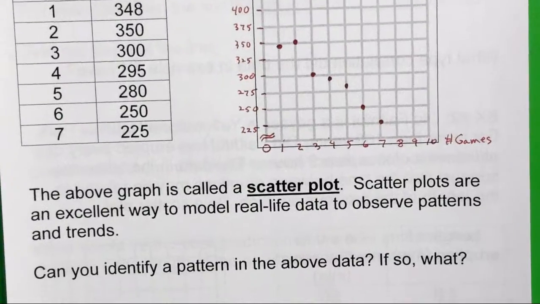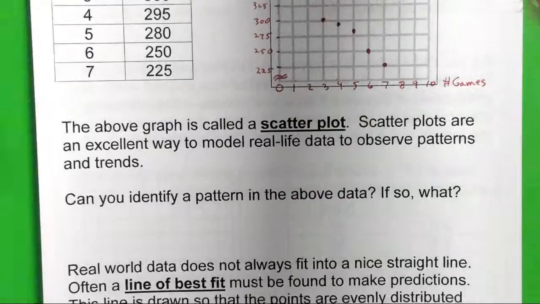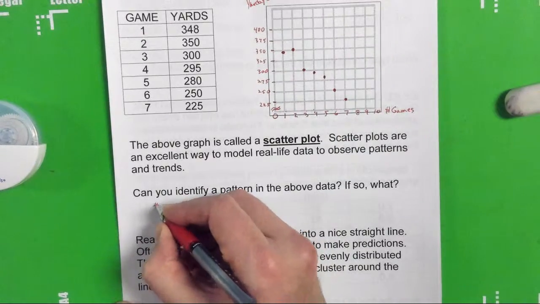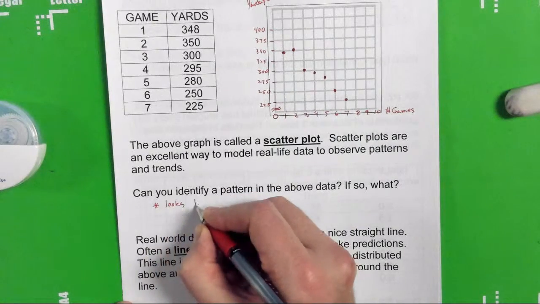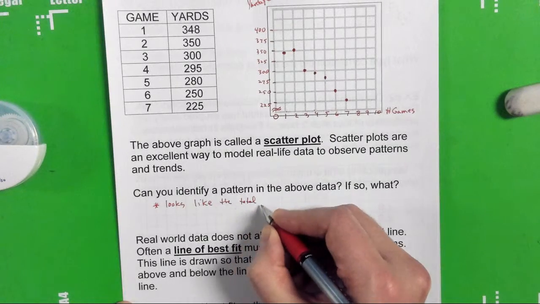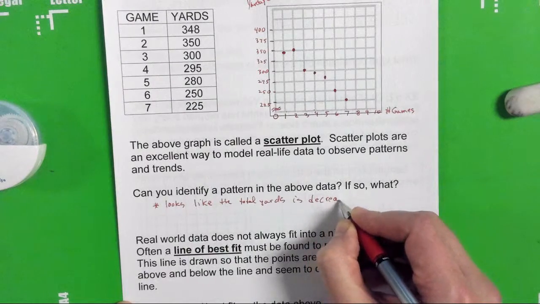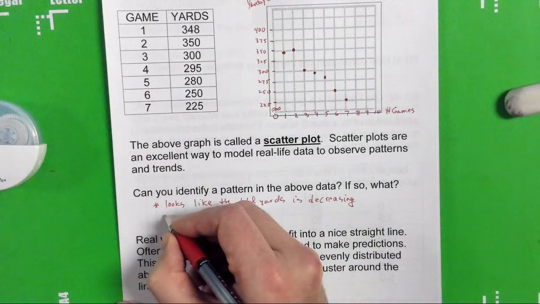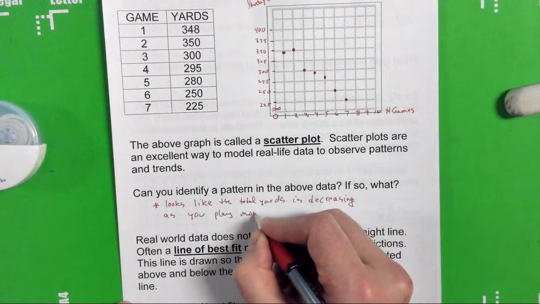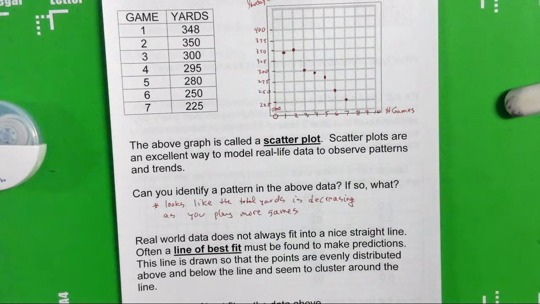So you guys said the data. Can you identify the pattern? I'll zoom out here a bit. It says, can you identify the pattern in the above data? Well, it looks like Ryan said, the total yards is decreasing as you play more games. Okay? It's decreasing as you play more games.